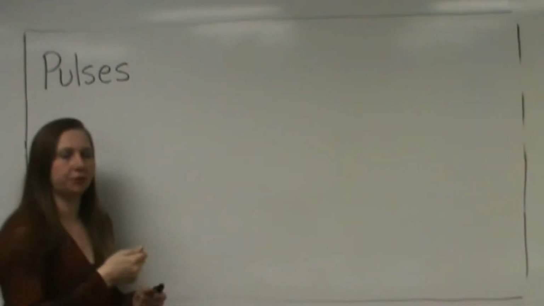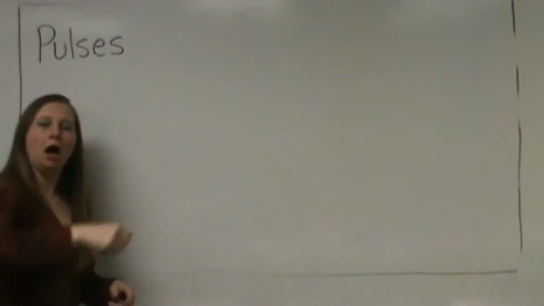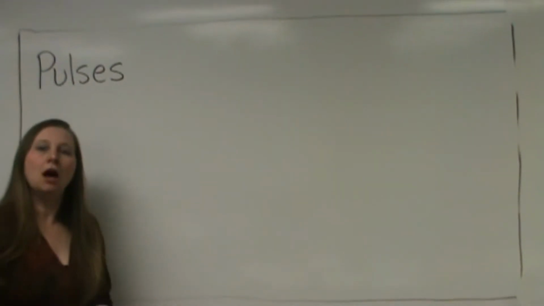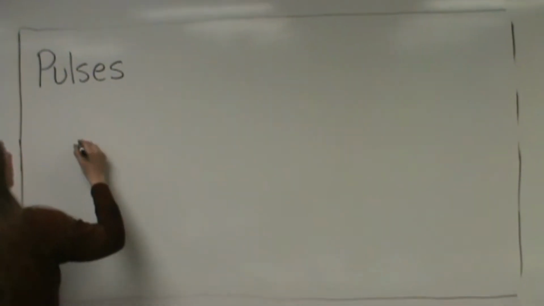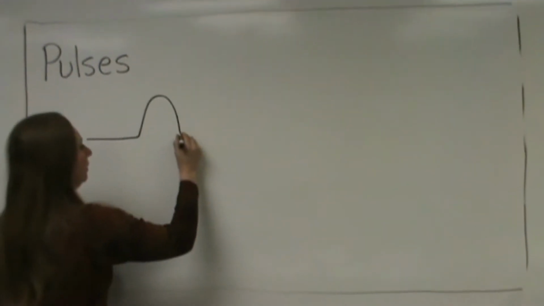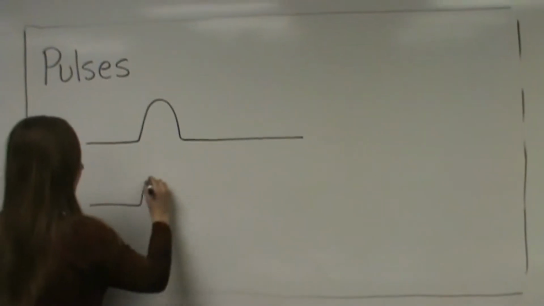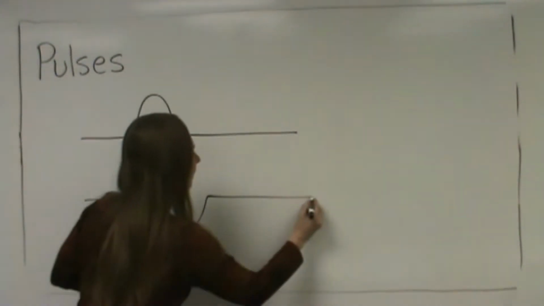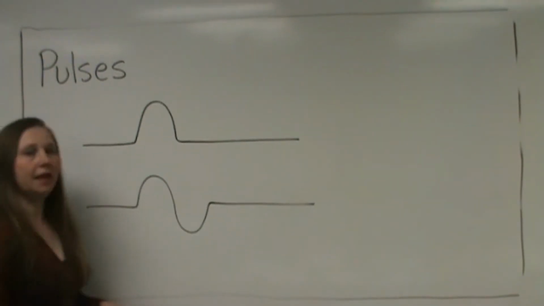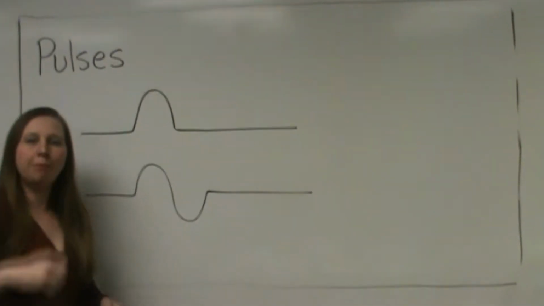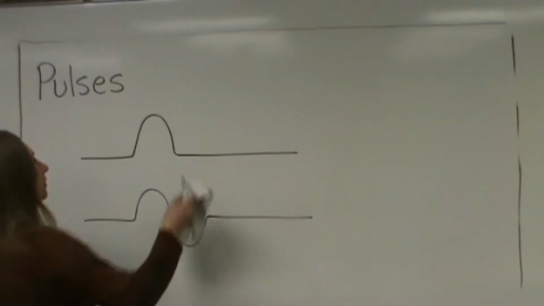If you take a piece of string and tie it to a fence, you can flick it up once and create a pulse. A pulse on a diagram will look like this, that or that is considered a single pulse. Now, when we repeat that pulse up and down, we create a periodic wave.